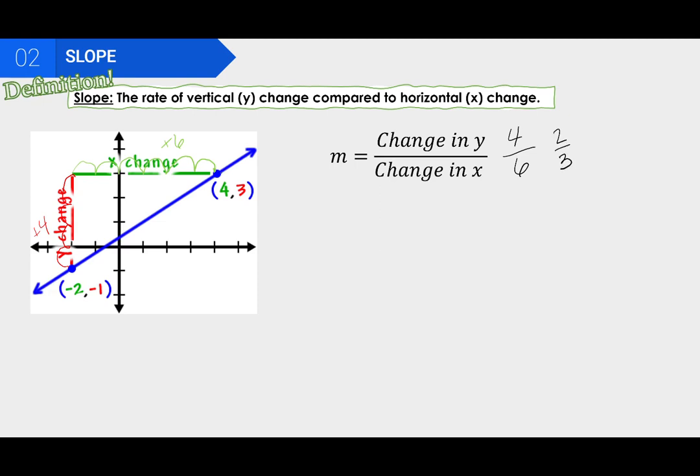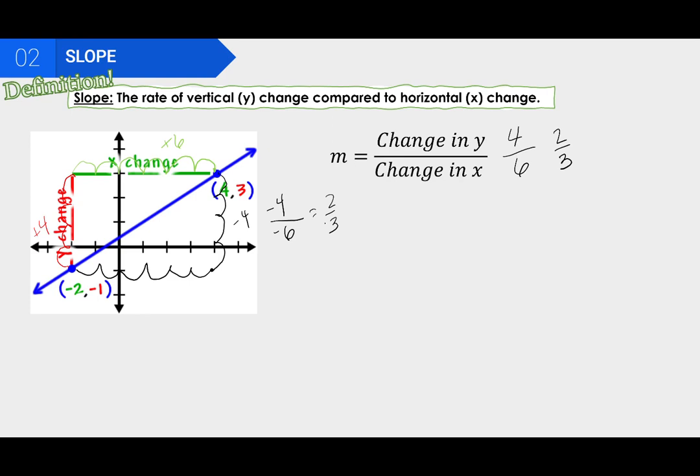If we had gone the other direction, if we had gone down from 4/3, that'd be down, so it'd be a negative value. And then to the left, again the negative direction, 6, to get to -2, -1. If we simplify that, we get the same number because a negative divided by a negative is a positive. So it doesn't matter the direction that you go.